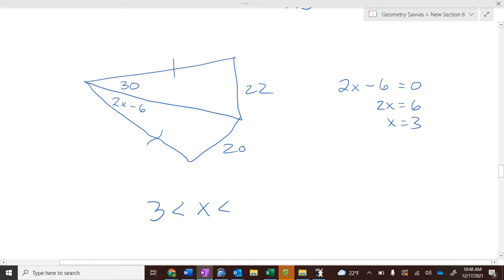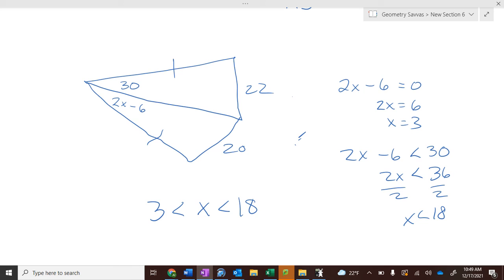Okay, what's the biggest the angle can be? See how this side is smaller than this side. So the angle has to be less than 30. So 2x minus 6 has to be less than 30. So 2x is less than 36, divided by 2. X has to be less than 18. So x is somewhere in between 3 and 18.